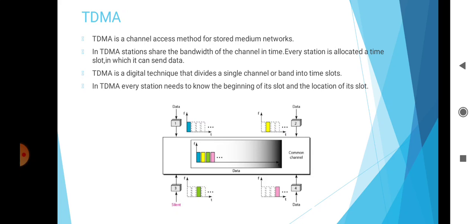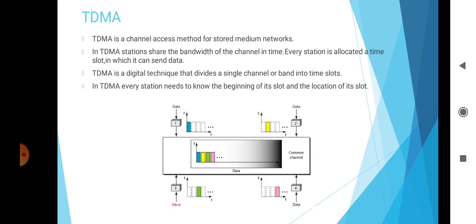In TDMA, every station needs to know the beginning of its slot and the location of its slot. To compensate for the delay, guard spaces are used, and the TDMA bandwidth is just one channel, and that is time shared between different stations. Here, see, this is the data in the figure.